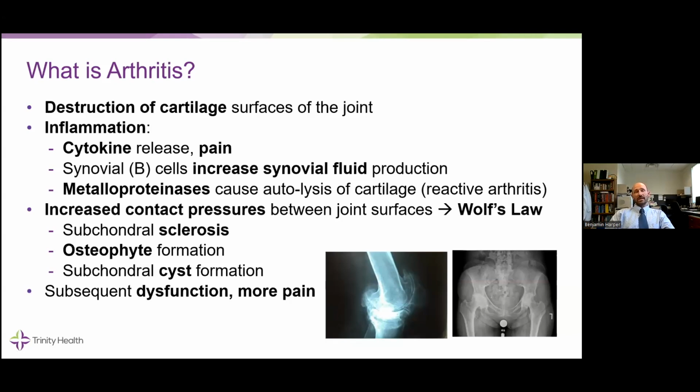In some conditions like rheumatoid arthritis, there are actually different substances called metalloproteinases that cause destruction of the cartilage. When I eat chicken, there's gristle on the end of the bone. That gristle is cartilage. There are also increased contact pressures with the formation of arthritis. When we look at x-rays, and we'll go through examples in a little bit, there will be subchondral sclerosis and osteophytes and subchondral cyst formation. But what most patients notice is subsequently more and more dysfunction and pain.